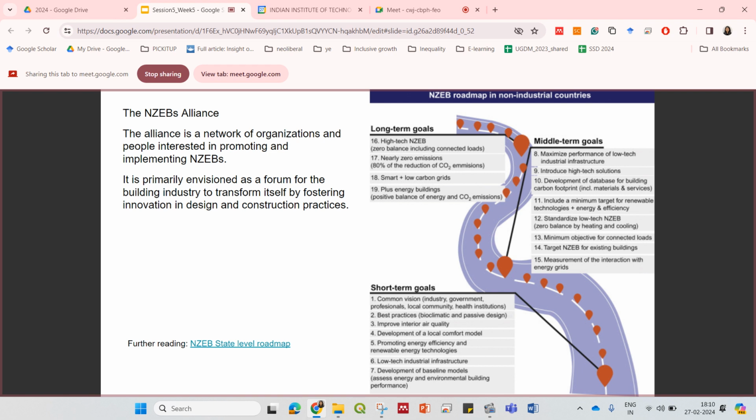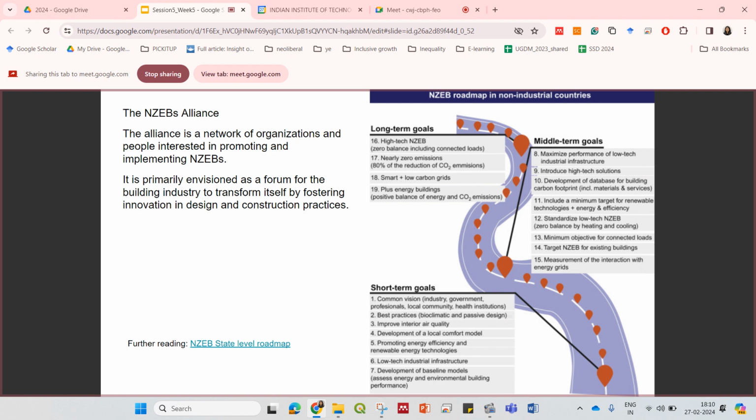So in short-term goals, you have things like forming a common vision. So at least form a common vision that you want to achieve such kind of nearly zero or net zero building or building practices in your particular industry, in the particular government, as professionals, in your local community, or in other institutions. So having a vision is the first step, or the first short-term goal.